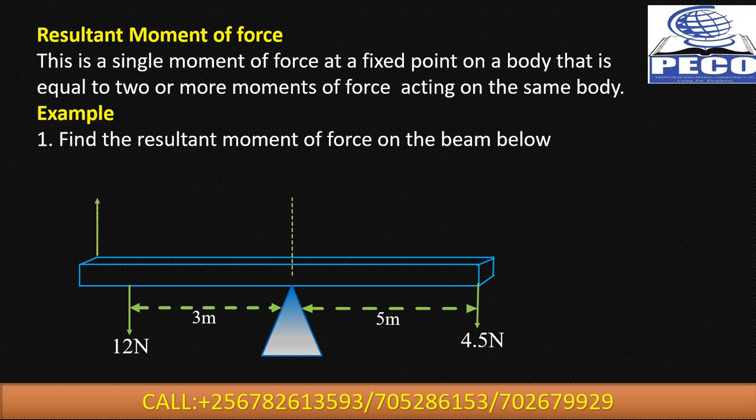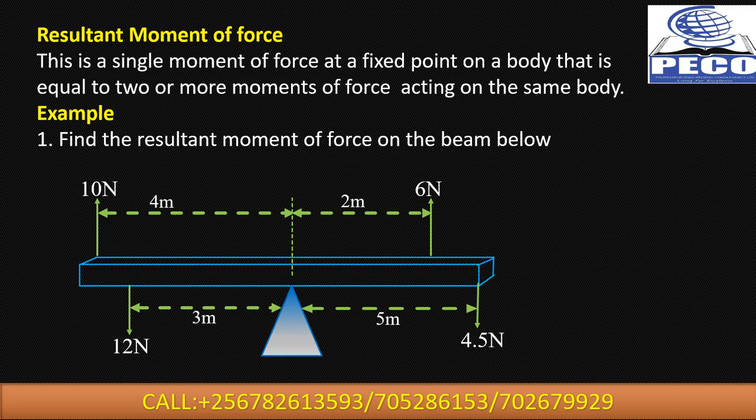We have another force on the left. We have 10 newtons and another force on the right, acting upwards, which is 6 newtons. And this force of 10 newtons is at a distance of 4 meters, and this force of 6 newtons is at the distance of 2 meters.